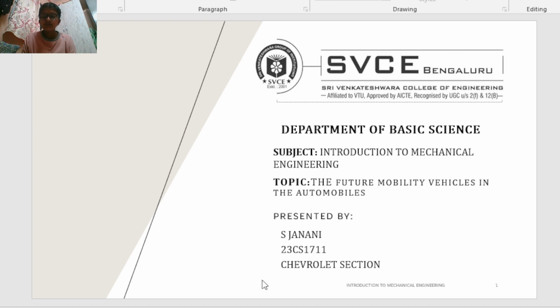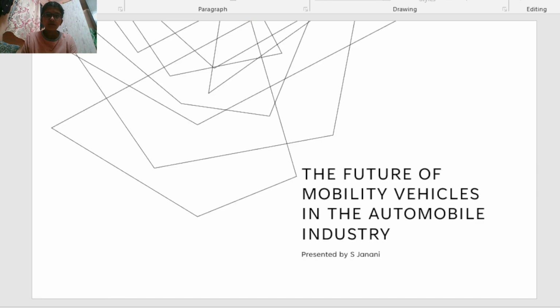I am a student studying in Sri Venkateswara College of Engineering, Bengaluru, from the Department of Basic Science. Today I will be presenting the topic The Future Mobility Vehicles in Automobiles from the subject Introduction to Mechanical Engineering. So the topic is the future of mobility vehicles in automobile industry.